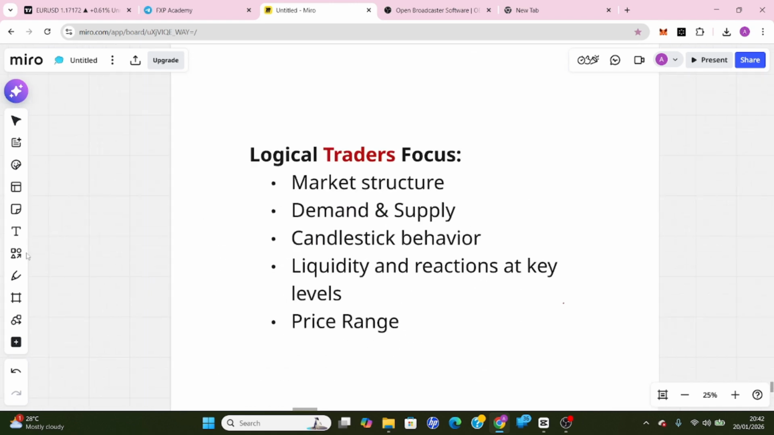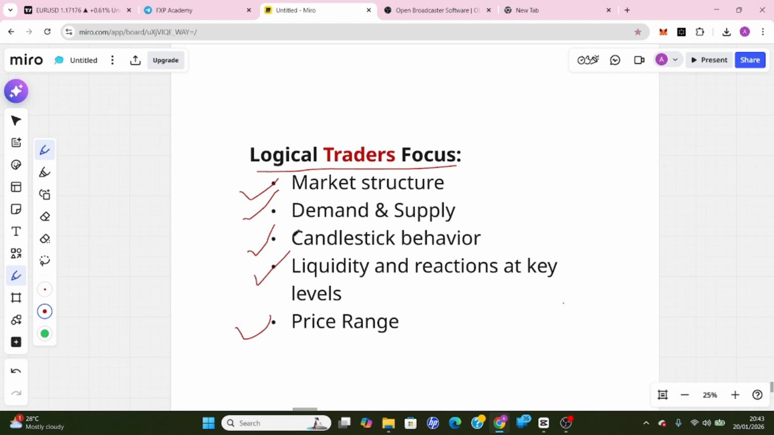So these are the logical things that traders focus on. Logical traders focus on what? Market structure, number one. Market structure, demand and supply, candlestick behavior, liquidity and price range. You understand? So I'm going to treat all these things for you one after the other, and you're going to have a good understanding of the market, right?